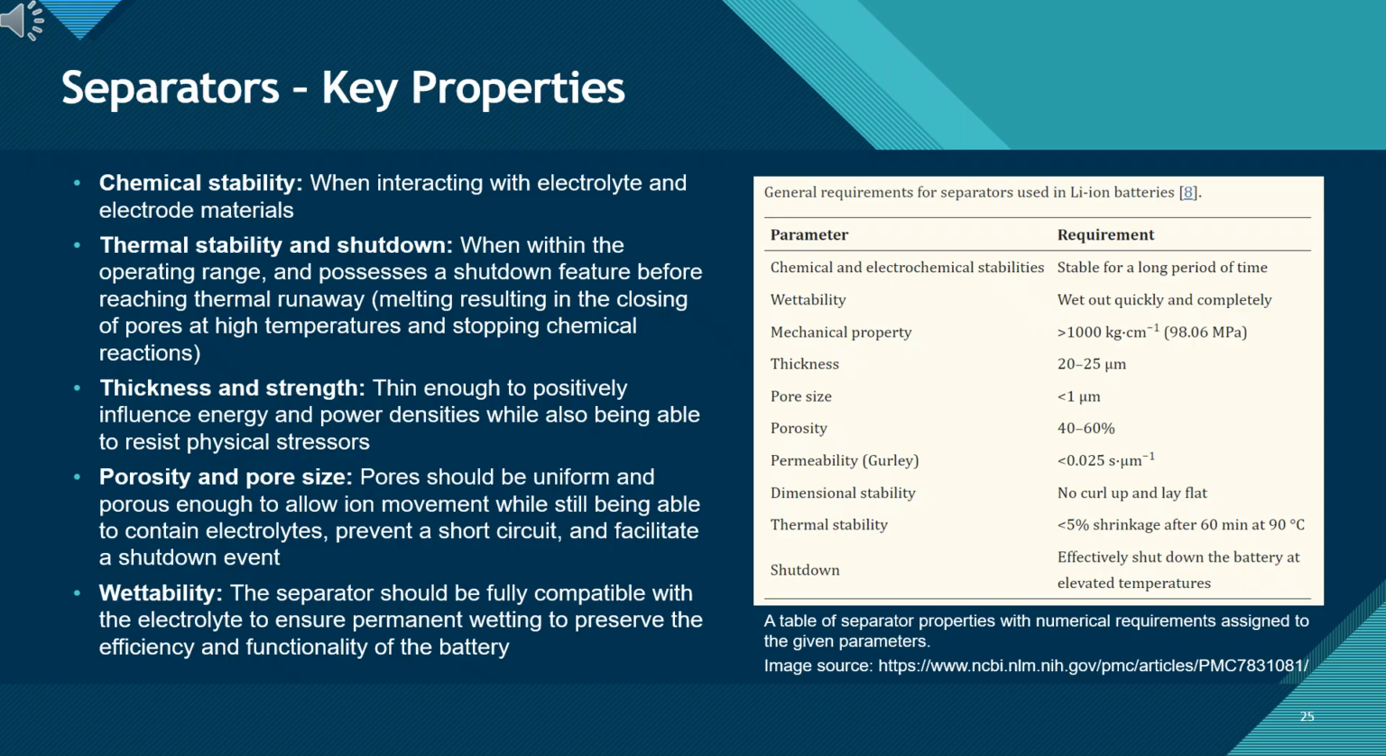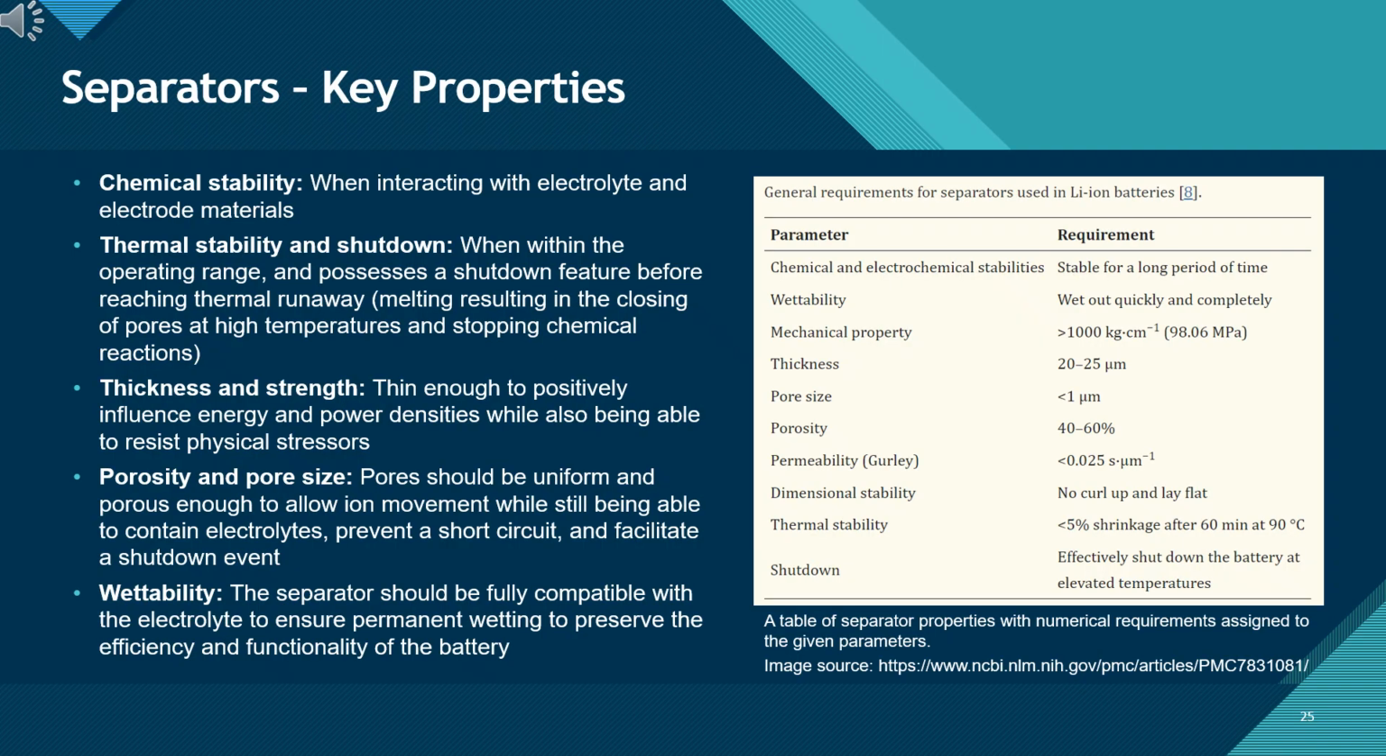If the cell gets dangerously hot, the separator needs to change physically, melting just enough to close its pores and stop the reaction before a fire occurs. On the right, you see a table listing specific technical requirements, such as pore sizes less than 1 micrometer and porosity ideally between 40 and 60%.